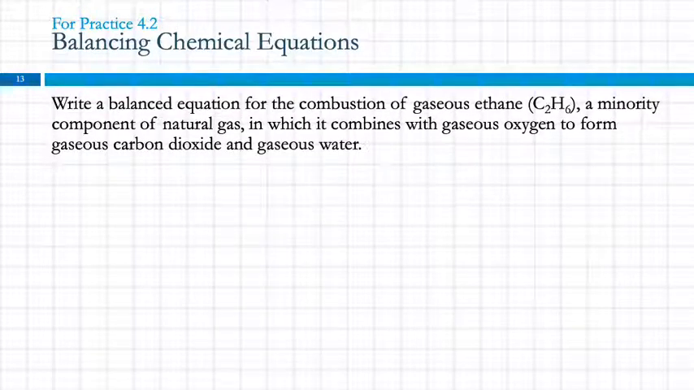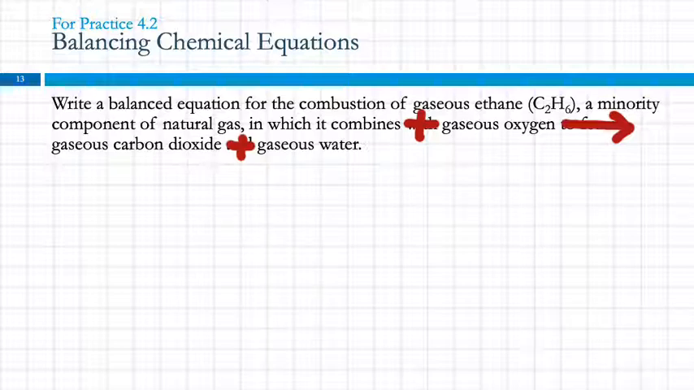Let's do another one. Write a balanced equation for the combustion of gaseous ethane, a minority component of natural gas, in which it combines with gaseous oxygen to form gaseous carbon dioxide and gaseous water. Very gassy problem. So we have ethane combining with, so it's plus, to form is the arrow, and is the plus sign. So we're translating a sentence of words into a chemical equation.